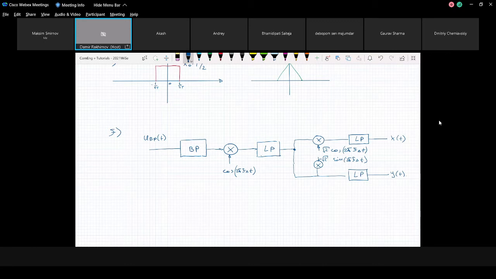Yeah, what's the question? Yes, this is the real part. And below we have the imaginary part. Yeah, I mean, this is just the same. We select real and imaginary parts separately using cosine and sine generators. Yeah, this is the idea. This is also called a quadrature demodulator.